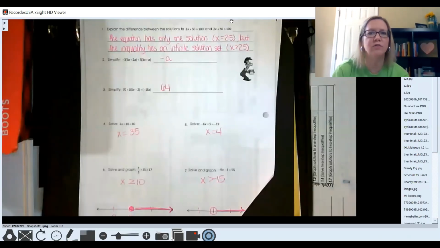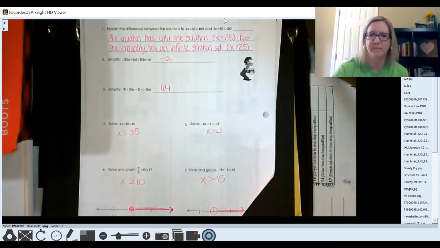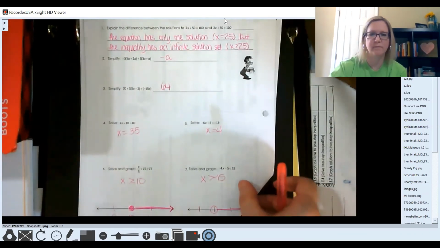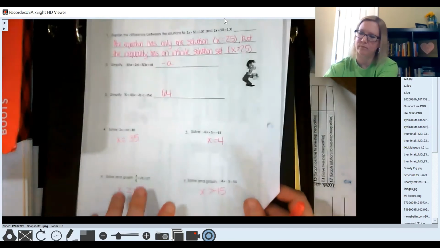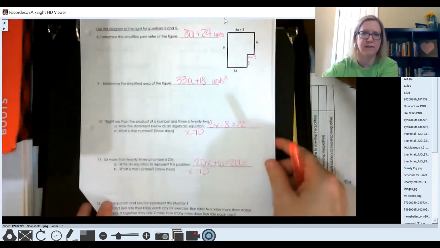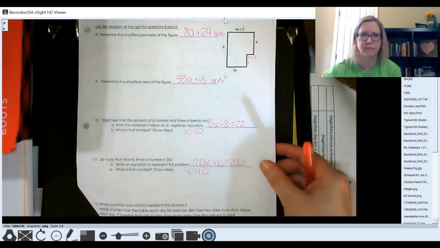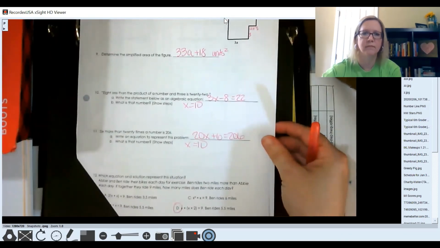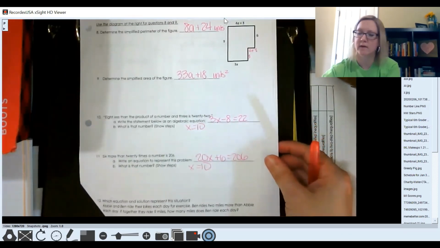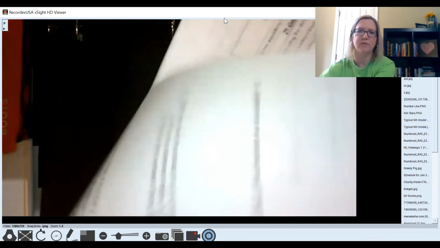Okay, so I'm going to go ahead and show you the answers one more time so you can check your answers. You may need to pause. Okay, that's page 12. Then we have page 13. And then the last page, page 14.